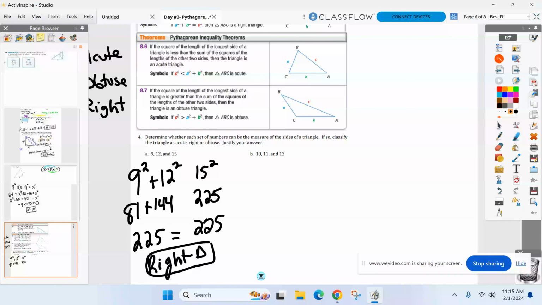Okay, so that one's going to be sides of a right triangle. Now, are they always going to be equal? Absolutely not. How do we go? What if it's not a right triangle? How do I determine if it's acute or obtuse?